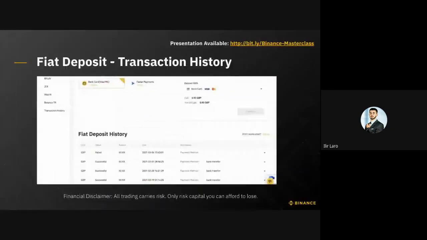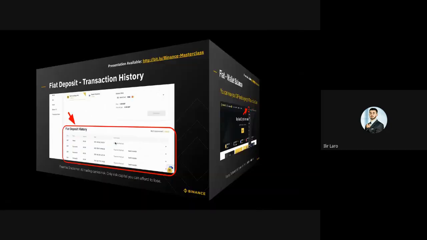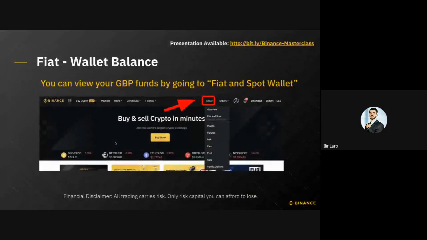Now, typically faster payments and bank card transfers will take a few minutes to a few hours, and you can actually see your transfers by just scrolling down on this page to the fiat deposit history, which you can see here, and you can see all the attempts that you've made, the status of that, whether it's processing, successful or failed. And after some time, when the bank deposits or the bank transfers have been successfully approved, you'll be able to see the GBP in your account.